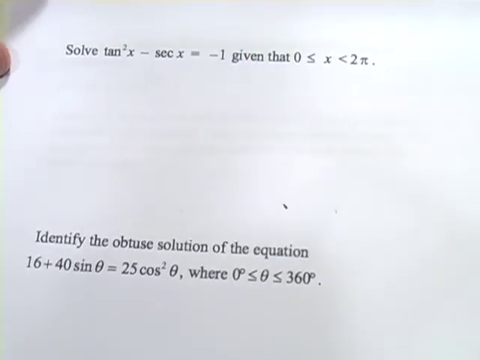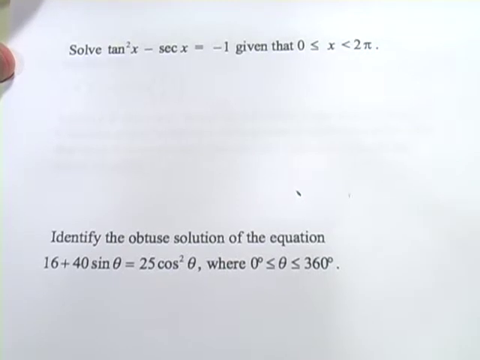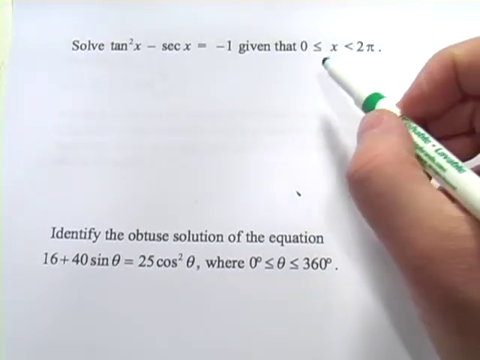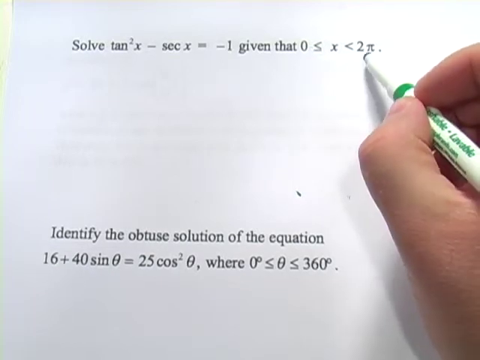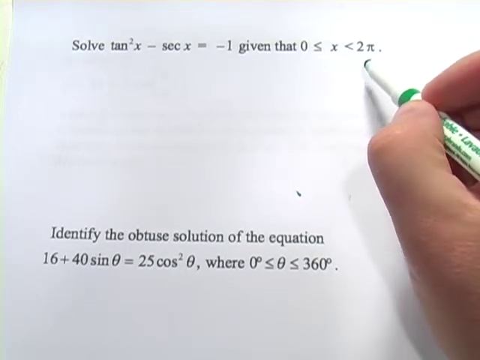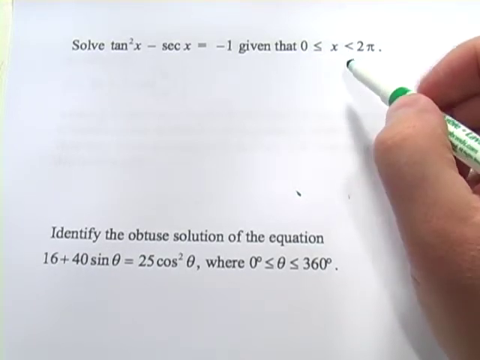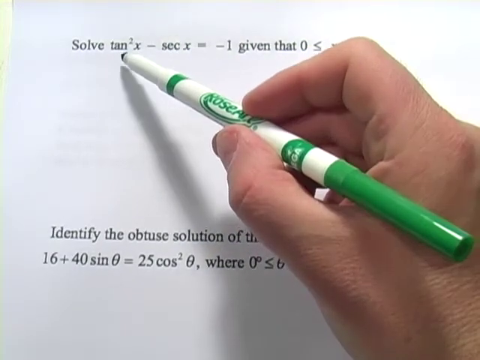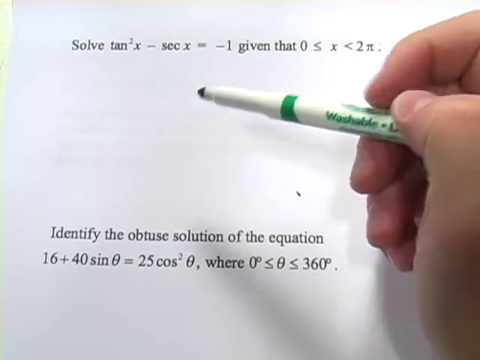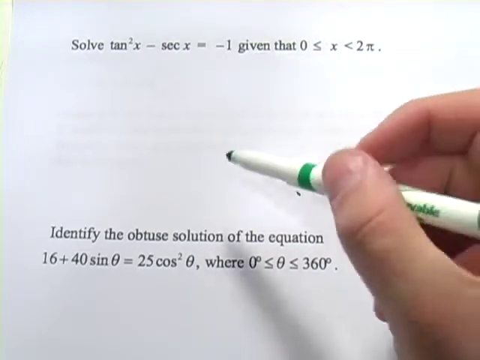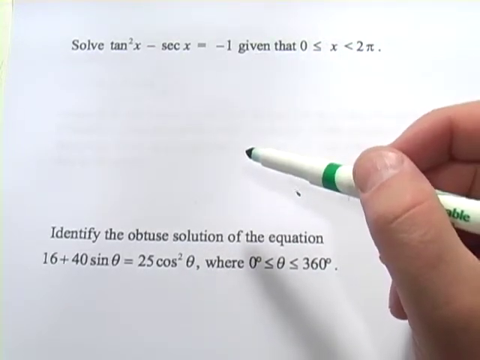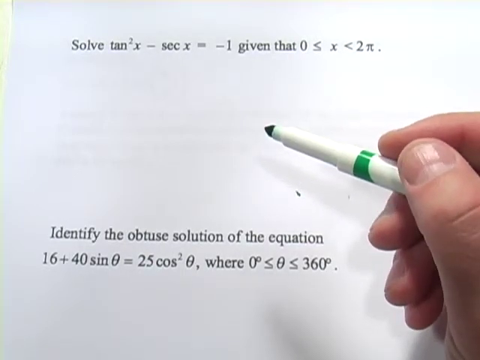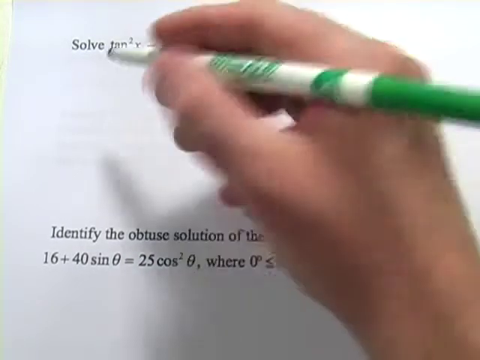So this one says solve tangent squared of x minus secant of x equals negative 1. And they're telling us that x is between 0 and 2 pi, but I guess not including 2 pi. So how are we going to go about this one? One suggestion, when you see functions like tangent and secant or cosecant, is to try to put everything in terms of sines and cosines. Sometimes that can be easier, and it'll allow you to see some identities that you might be able to substitute in. So let's try that.